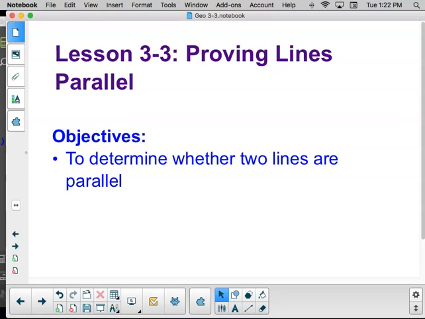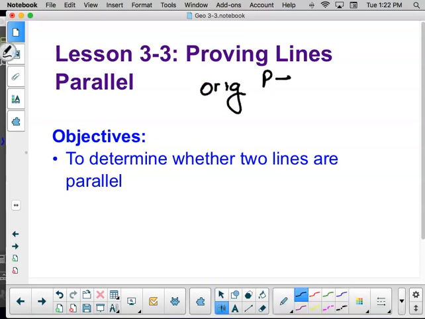What's different about today? Today we're going to do the converse of those. And remember when we did converses, you had P implies Q on our original. We had P implies Q. And then our converse is Q implies P. So we're doing the converse of what we've learned already.